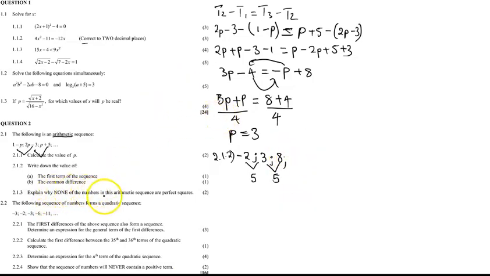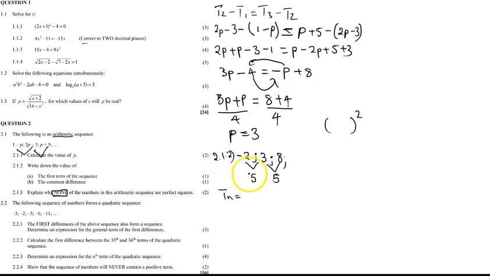Explain why none of the numbers in this arithmetic sequence are perfect squares. So why do you say that none of these numbers are going to be perfect squares? So we can just find the general formula, and if it doesn't give you something like that, then you know that none of these are going to be perfect squares. So let us just calculate that.